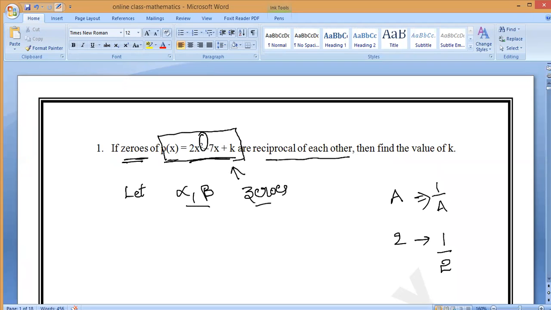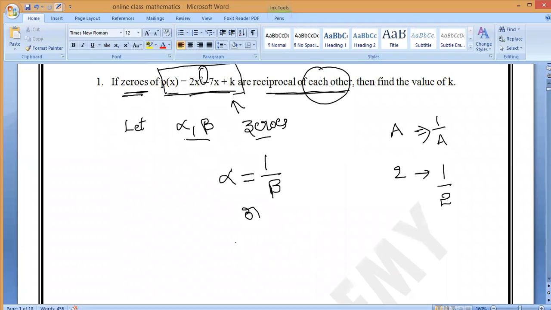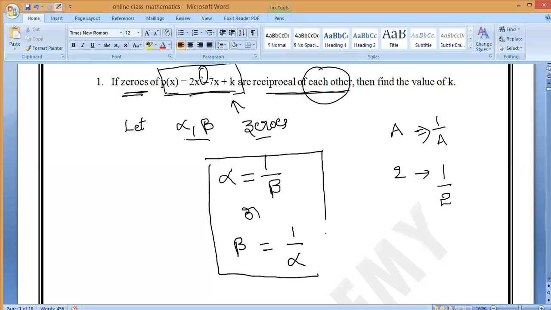What is the given condition? The zeros are reciprocal of each other. It means alpha is equal to 1 by beta, and beta is equal to 1 by alpha. That is the given condition. Understood? Is it clear?